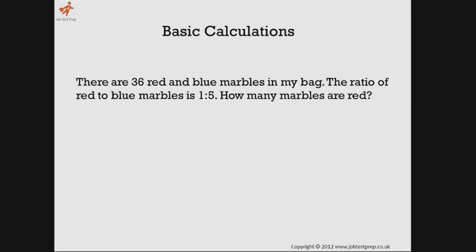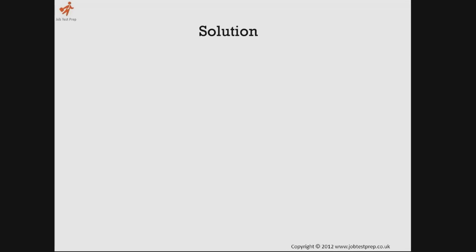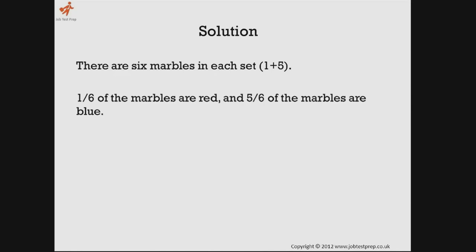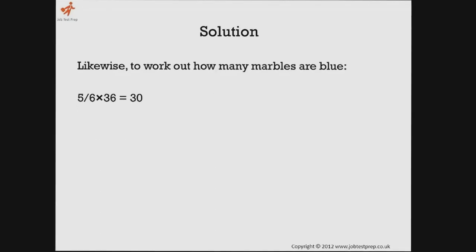Basic calculations using ratios. Let's say I have red and blue marbles in my bag in a ratio of 1 to 5. There are 36 marbles in my bag, and I would like to know how many of the marbles are red. The ratio above tells us that there are 6 marbles in each set, that is, 1 red and 5 blue. 1/6 of the marbles are red, and 5/6 of the marbles are blue. In order to work out how many of the marbles are red, we calculate 1/6 of 36, which is 6. Likewise, to work out how many marbles are blue, 5/6 of 36, which is 30.